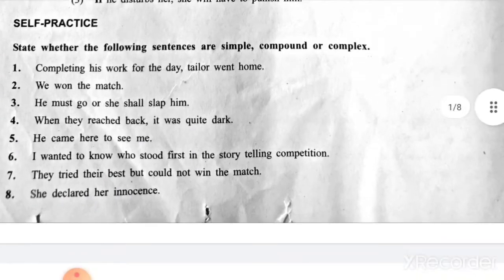This is for self practice that you can do. I will share the PDF with you.